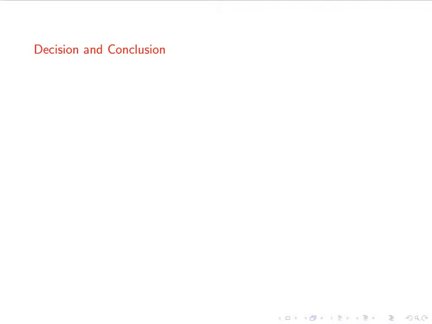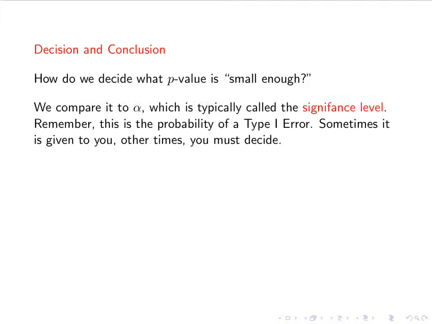So let's see about decision and conclusion. How do we decide what p-value is small enough? In the previous example, p was very, very small, so almost everyone will consider that to be small enough. But what if it's a little bigger than that? How big is too big?